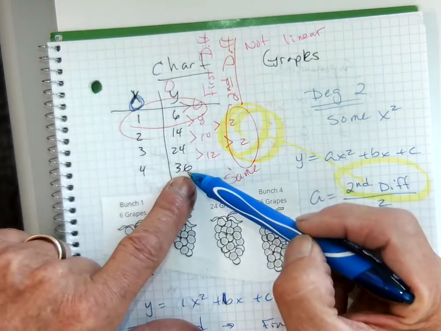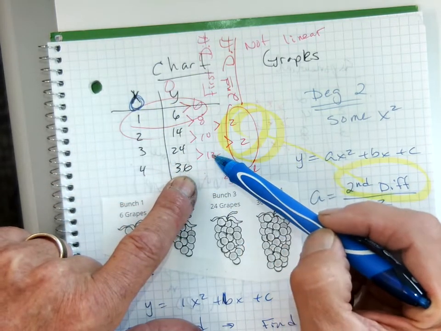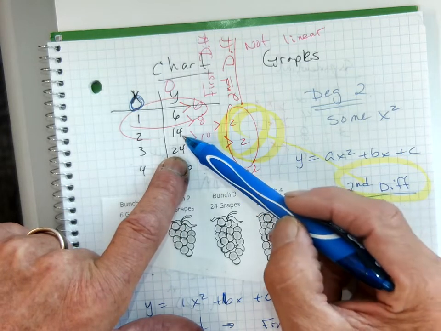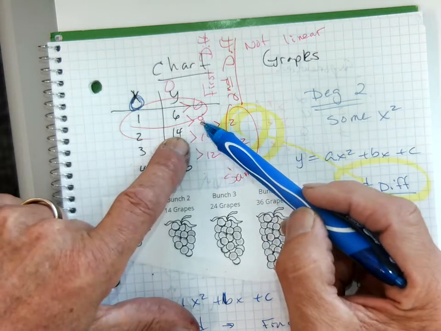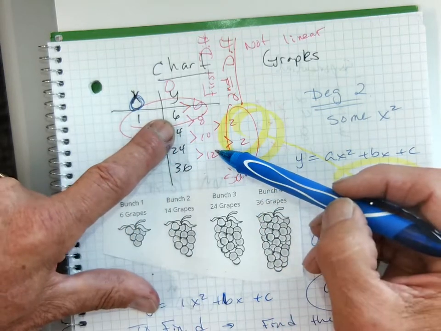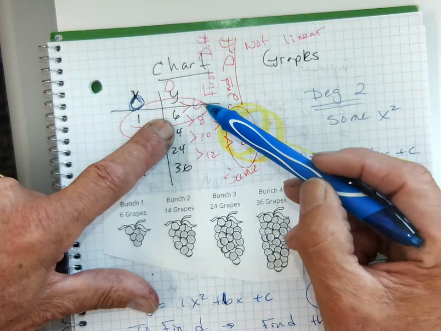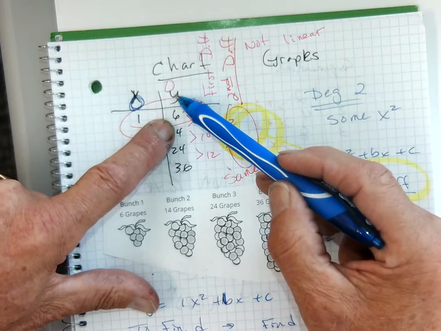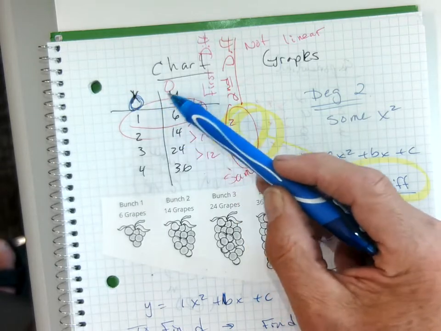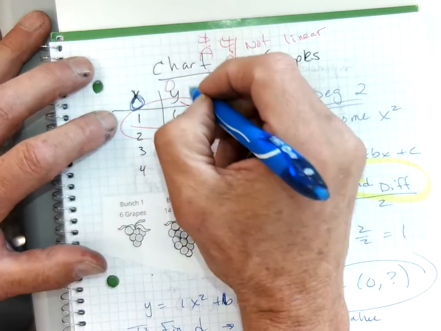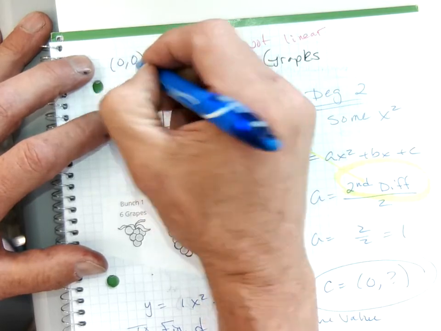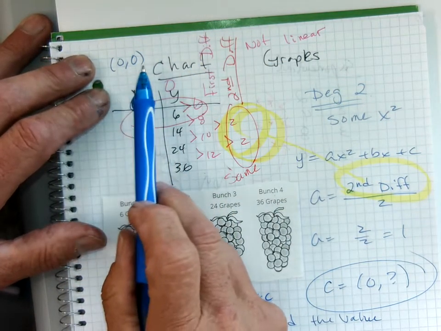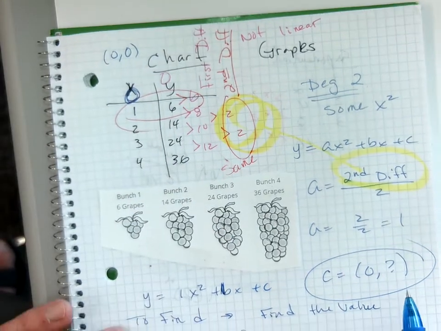So 36 take away 12 is 24. 24 take away 10 is 14. 14 take away 8 is 6. So 12, 10, 8, 6. So I need to take away 6 from 6, which tells me 0. So this is a point at 0, 0. If this is a point at 0, 0, then C must be 0, because that would be the y-intercept. So now I know C is 0.